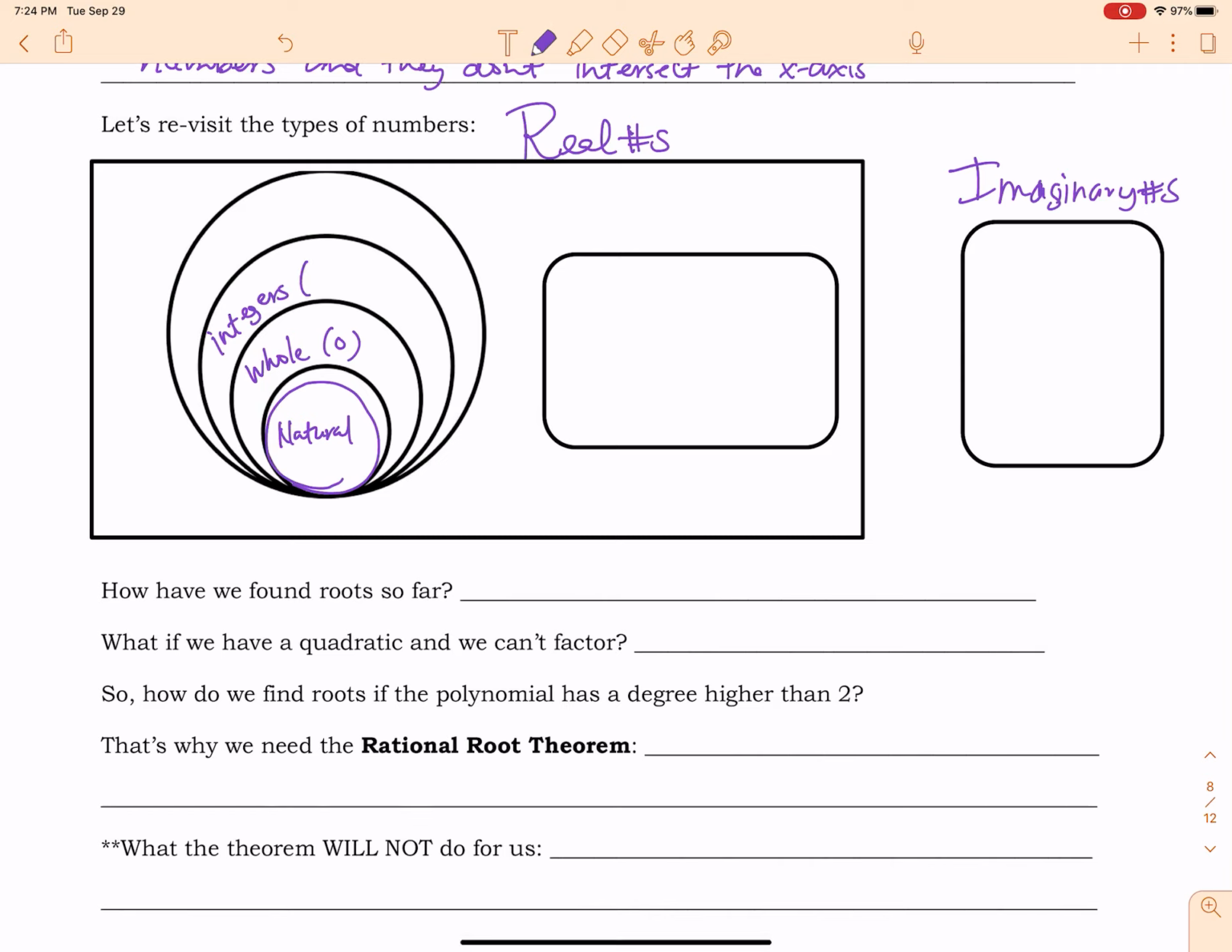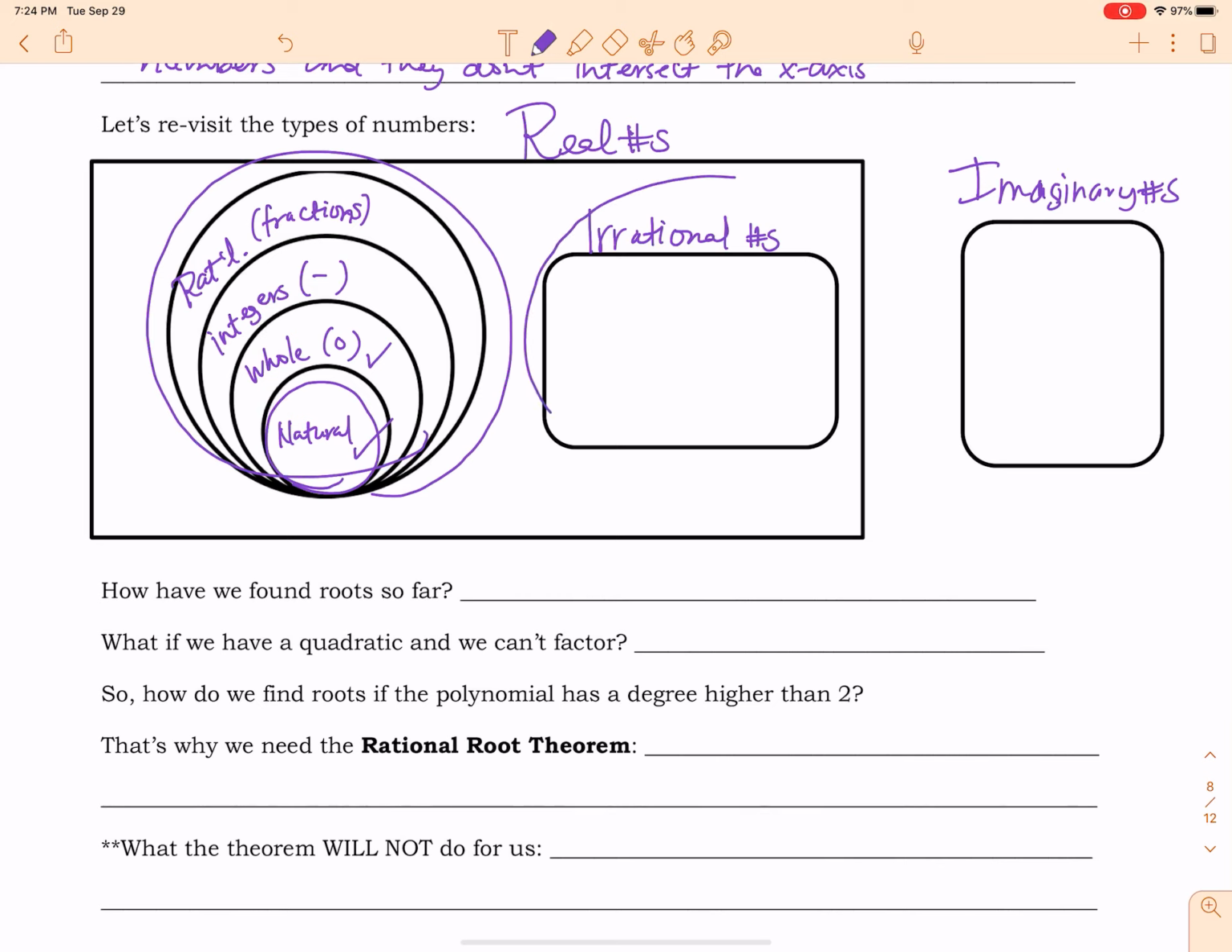Integers now include the natural numbers, the whole numbers, so 0, and the negative numbers. So the integers have the positives, the 0, and the negatives. And then we're going to look at the rational numbers. Well, the rational numbers now include fractions. So when I talk about a rational number, I could be talking about a natural number, a whole number, an integer, or a fraction. And then, of course, over here within real numbers, I have irrational numbers. So these are all the rationals, and these are the irrationals.